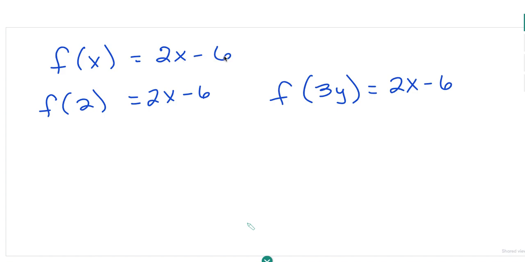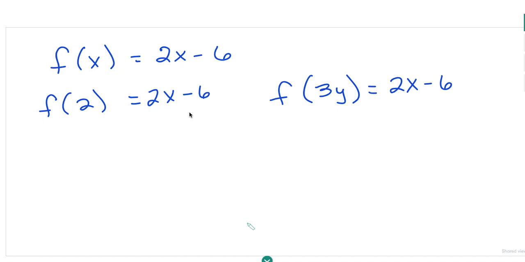So when we're finding the value of a function, the first thing that we're going to look for is what is the value that they want me to use for x. In this case, this asks us to please find the value of the function 2x minus 6 when x is the value of 2. So the first thing I'm going to do is substitute in this value everywhere that I see an x in the function.